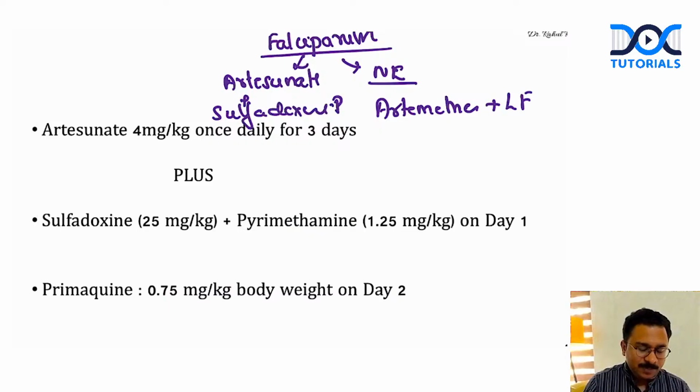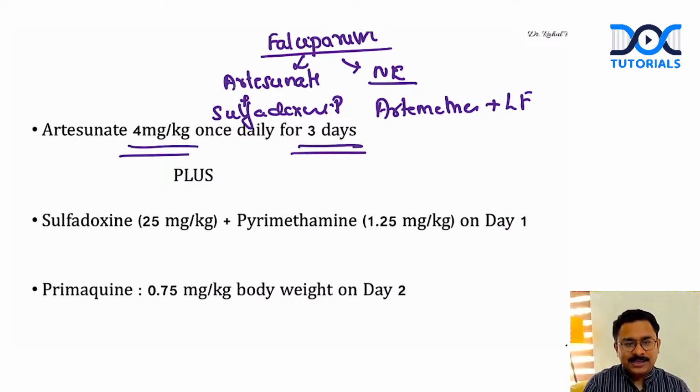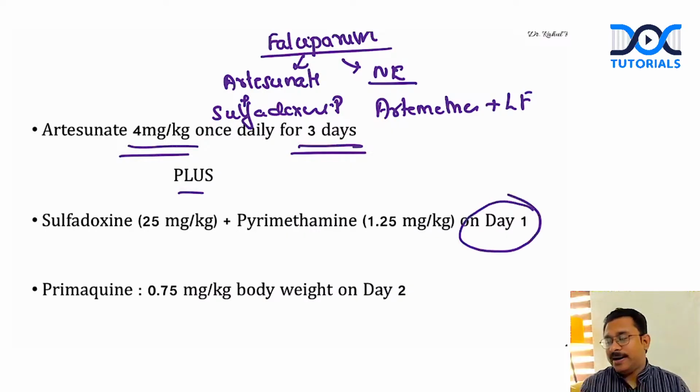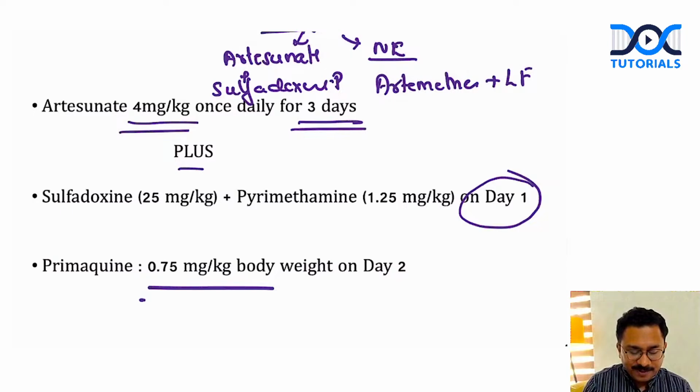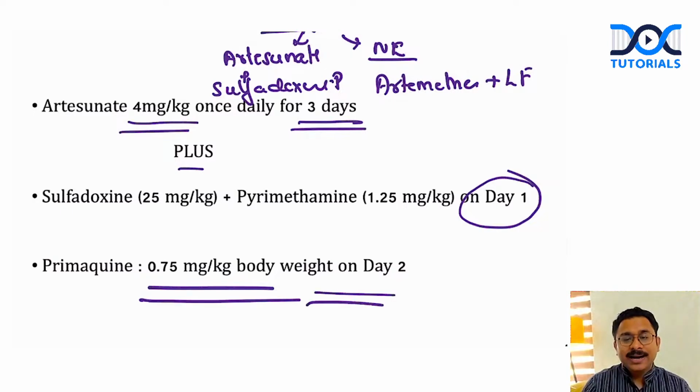Pyrimethamine. And remember, when you give artesunate, it is 4 milligram per kg once daily for 3 days plus sulfadoxine pyrimethamine, but it is only given on day 1. It is only given on day 1, and primaquine 0.75 milligram per kg body weight on day 2.